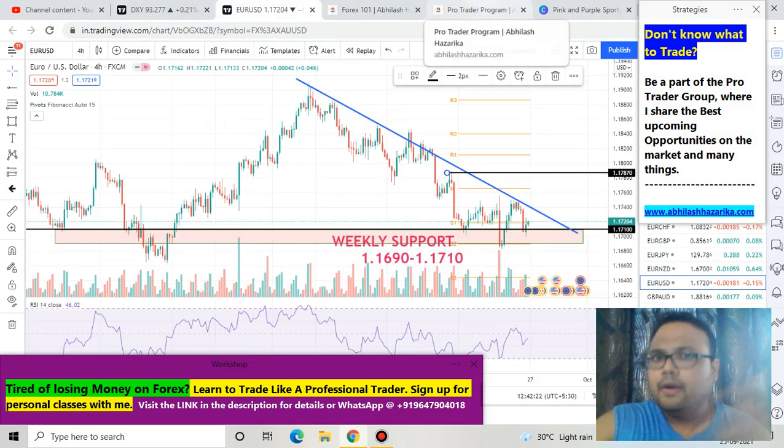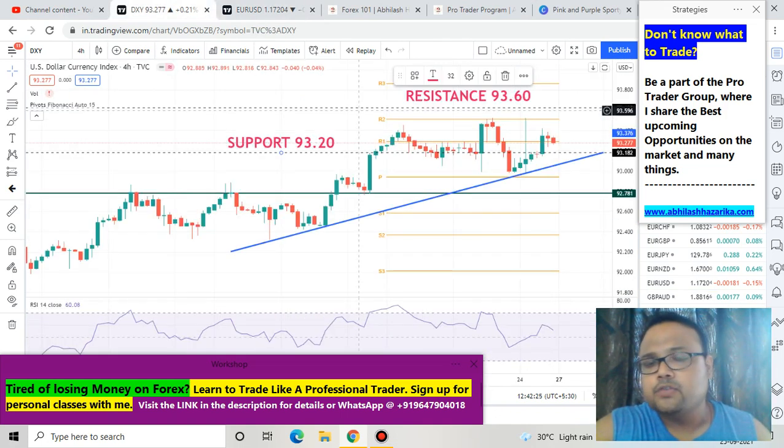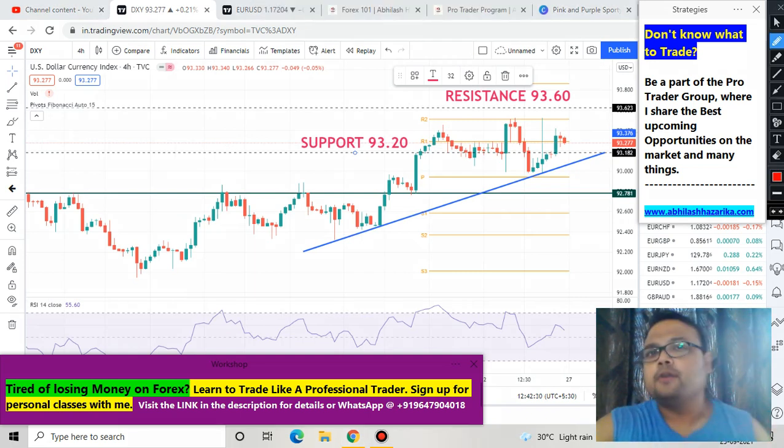So why is there a possibility of the market going down and breaking this support? Because of DXY, because of the US dollar, and as we all know, the US dollar has a huge impact on the forex market.